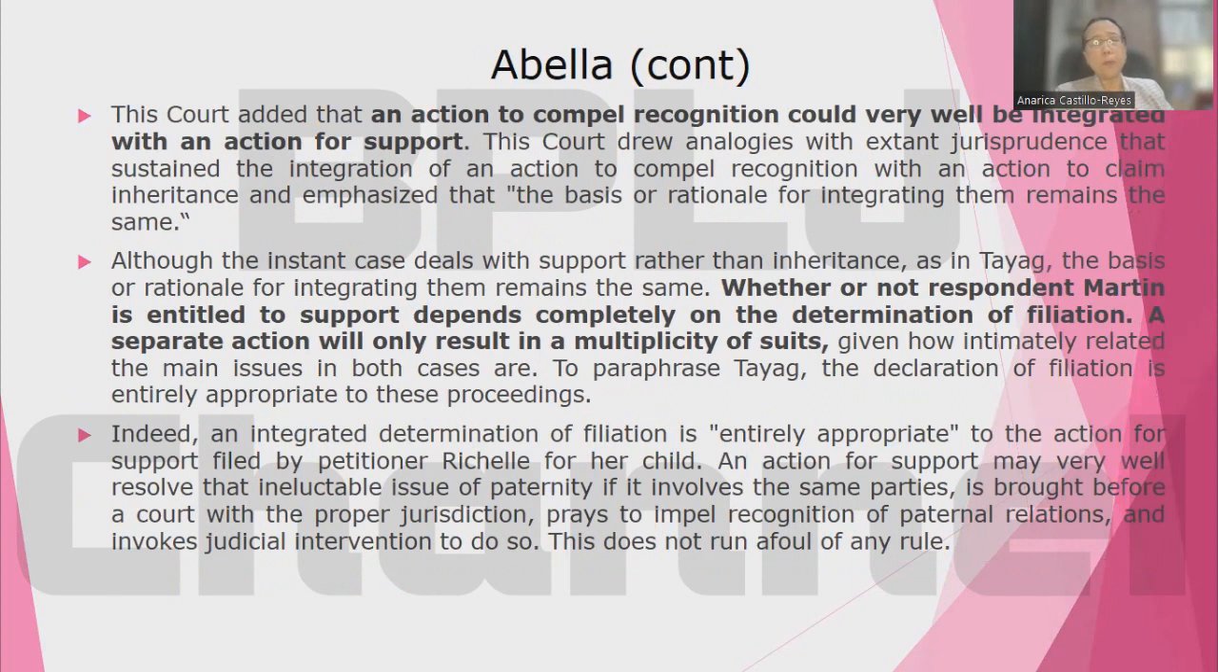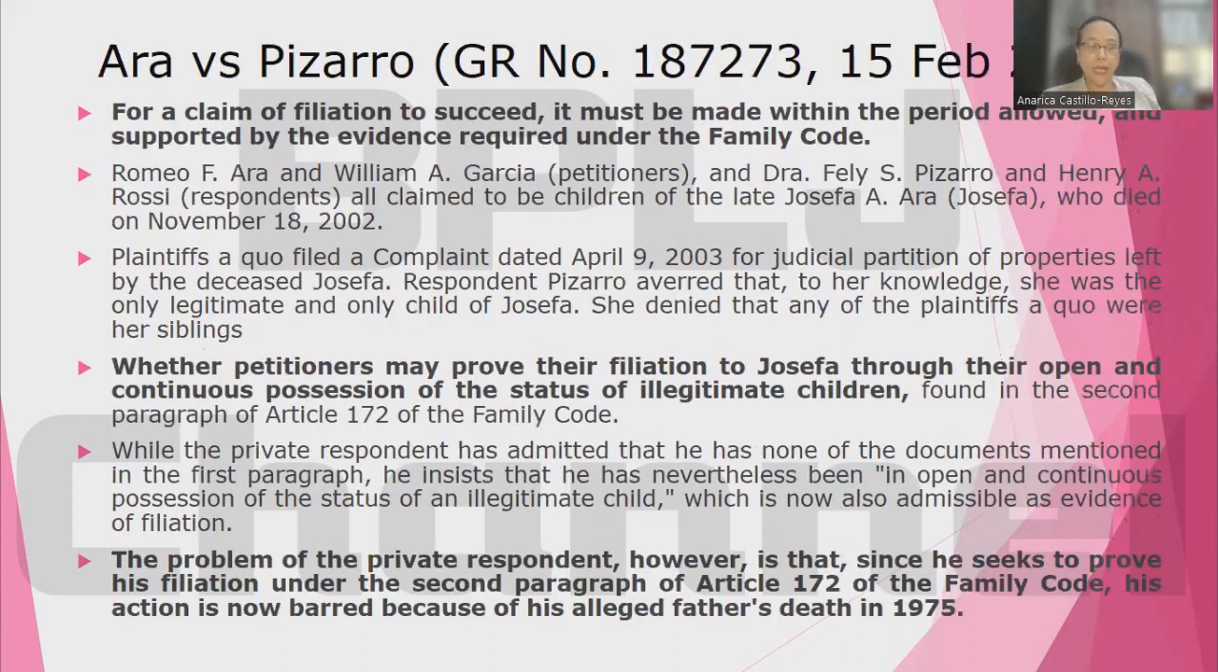An action to compel recognition could very well be integrated with an action for support. So in this case, it is not needed, as I've said, to first file an action to compel recognition. You can directly file an action for support and introduce evidence of your filiation in that action for support. Okay, we have the case of Ara versus Pizarro.